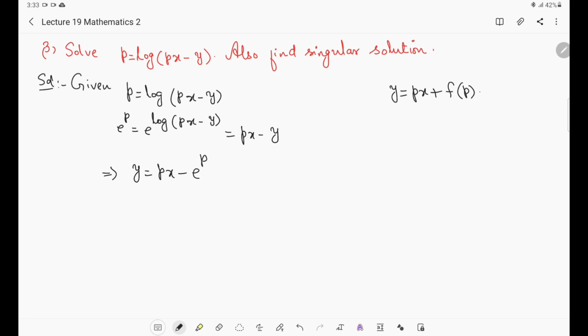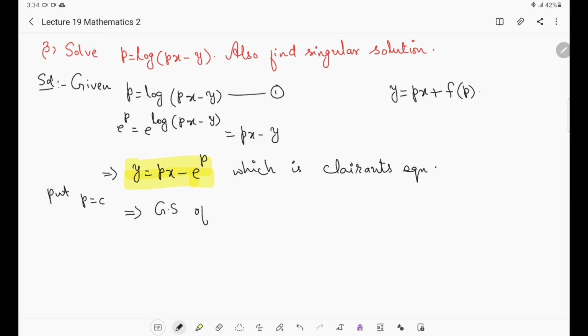So you can see that this equation, y equals px minus e power p, is in the form y equals px plus function of p. So it is a Clairaut's equation. Once we get Clairaut's equation, what do we have to do? Put p equals c, then we will get the general solution. This implies the general solution of the given equation is y equals cx minus e power c. So this is the general solution.